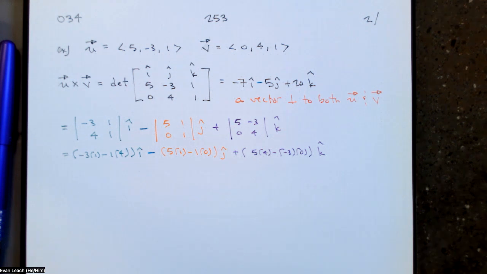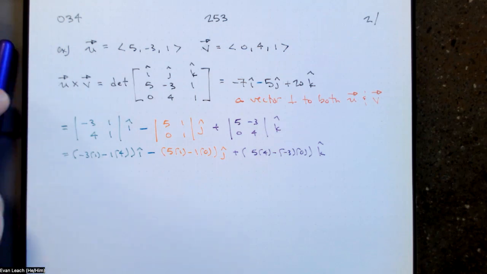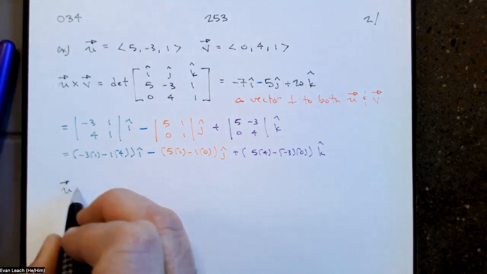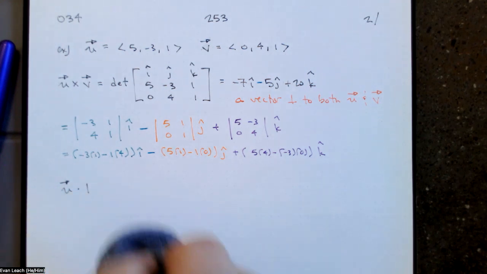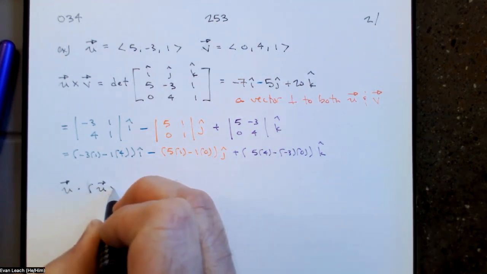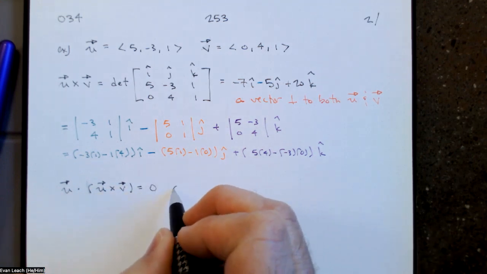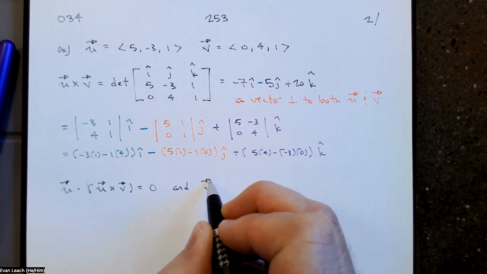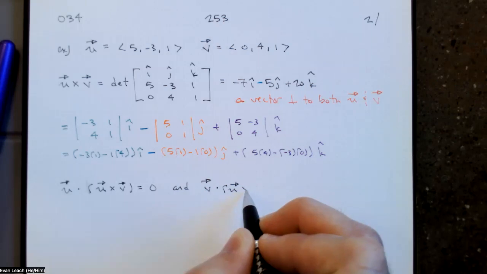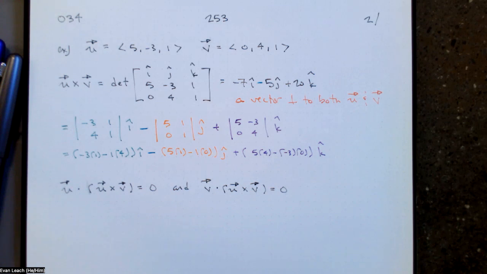One thing to note is that this vector should be perpendicular to both u and v, which means the dot product of u dot u cross v should be equal to 0. And the dot product of v dot u cross v should be equal to 0. Because u cross v is supposed to be perpendicular to u and v.